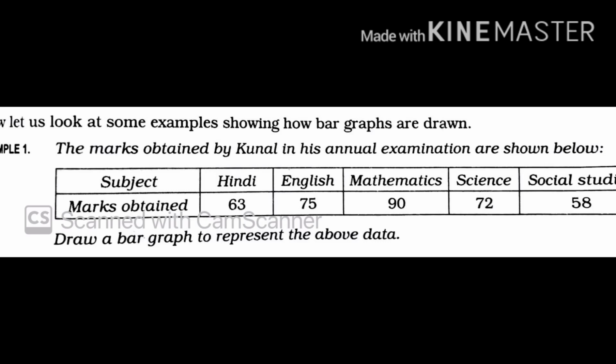Now we are taking the example, the marks obtained by Kunal in his annual examination are shown below. You can see the marks obtained in English, Hindi, Math, Science, Social Science. Now the marks are, in Hindi he got 63, in English 75, in Mathematics 90, in Science 72, in Social Studies 58. Now we'll have to draw the graph. Now what will be the first step?